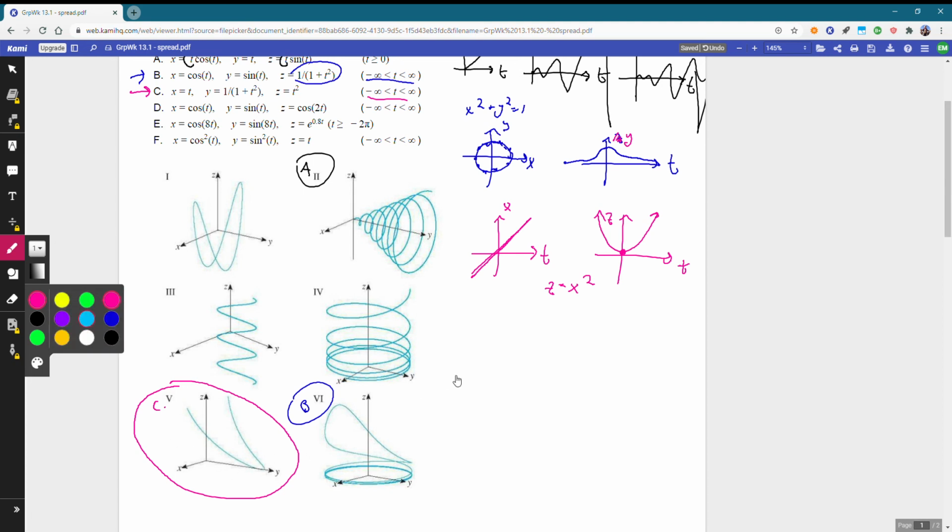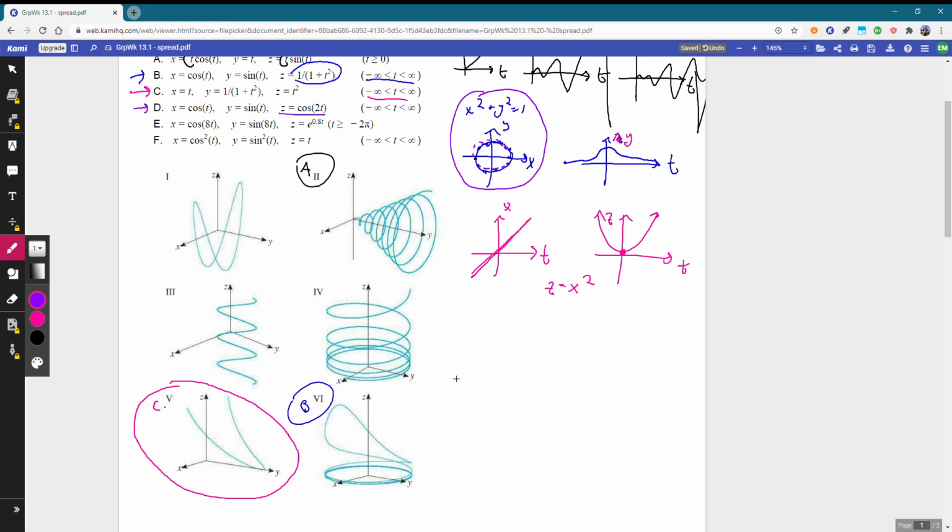All right, next. Moving on to D. And we have standard cosine and sine for our x and y coordinates. So we'll again have this relationship. As t increases, we're just going to be moving around the unit circle.